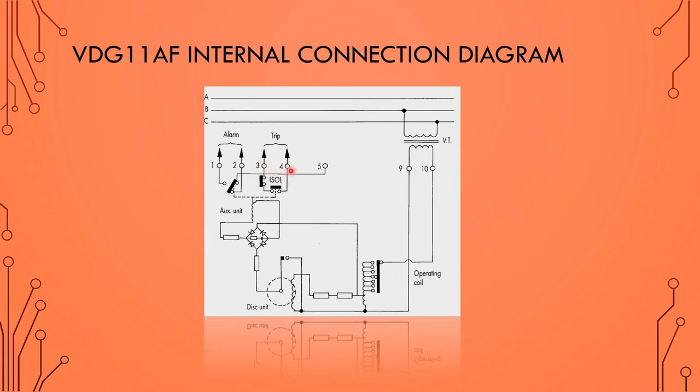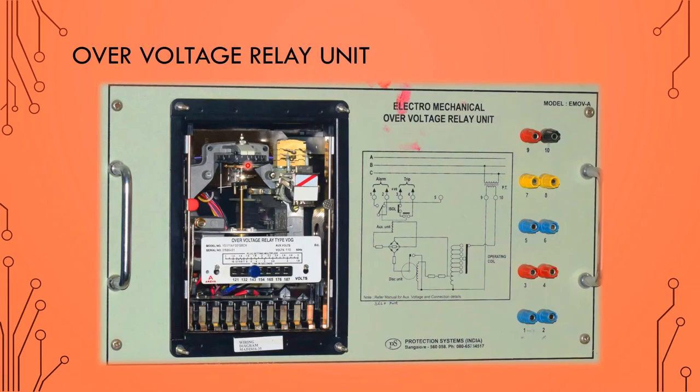So these 3 and 4 terminals are the trip terminals, and 1 and 2 are the alarm terminals, but we can use this trip terminal as alarm and 1, 2 terminal as trip. So this is the over voltage relay unit.